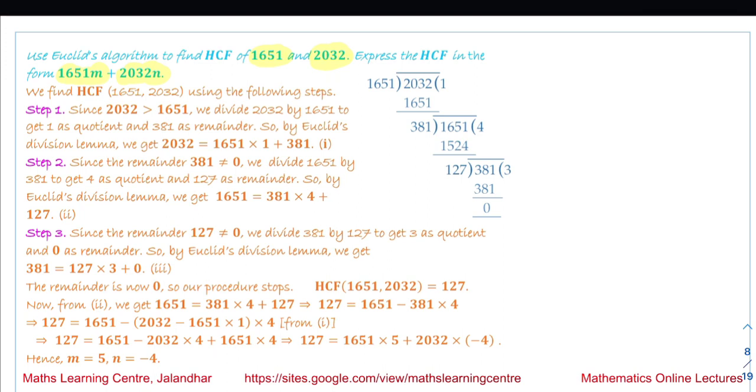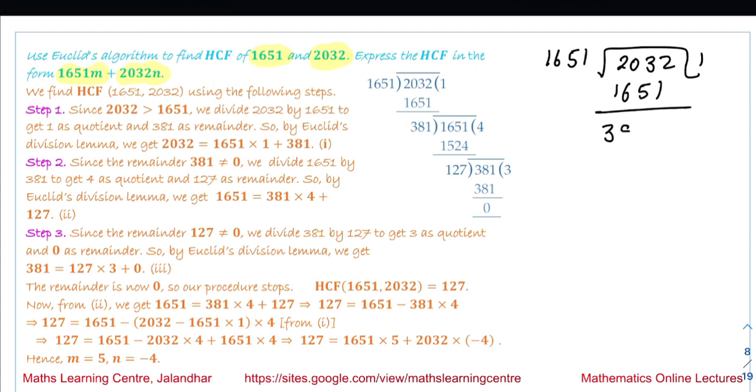So to find the HCF, first we divide 2032 by 1651. The quotient is 1, so it is 1651, and the remainder that is left is 381. This remainder is not equal to 0, so we do the next step and we write 1651 over here.